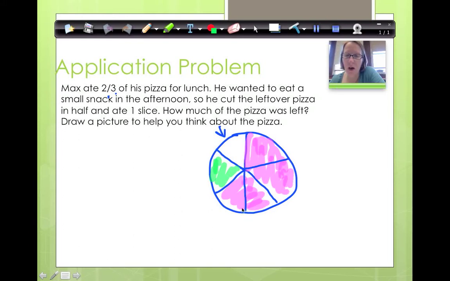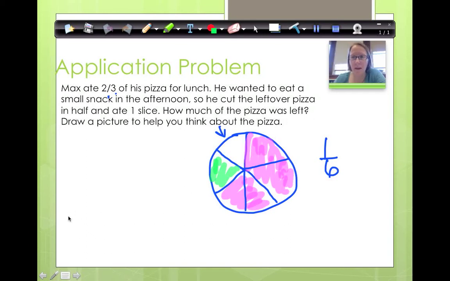Okay, so if I cut all the thirds in half, what unit fraction do I have now? 1, 2, 3, 4, 5, 6. So it's something sixth. How many pieces are left? Just one. Easy peasy, right? Because we have to cut the rest of the pieces in half and it becomes very clear. Okay, so draw a picture, or how much of the pizza was left.